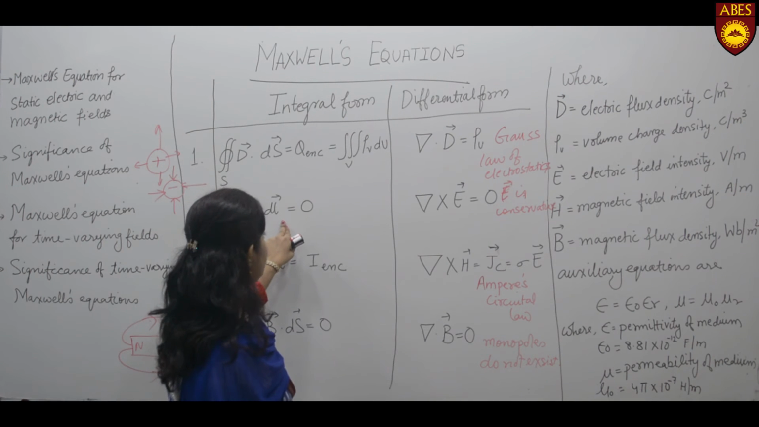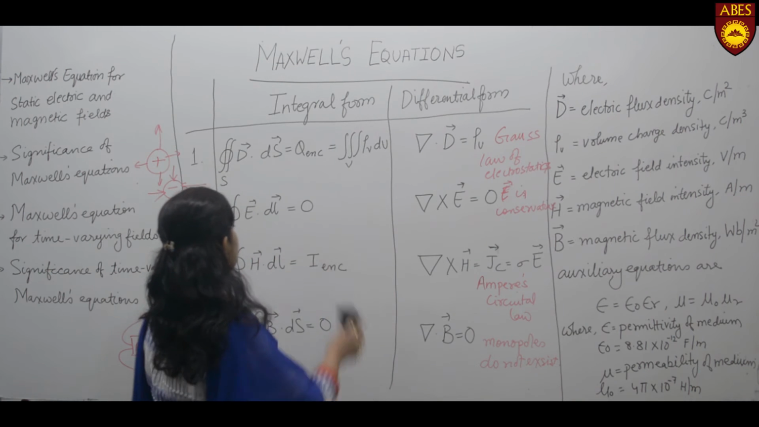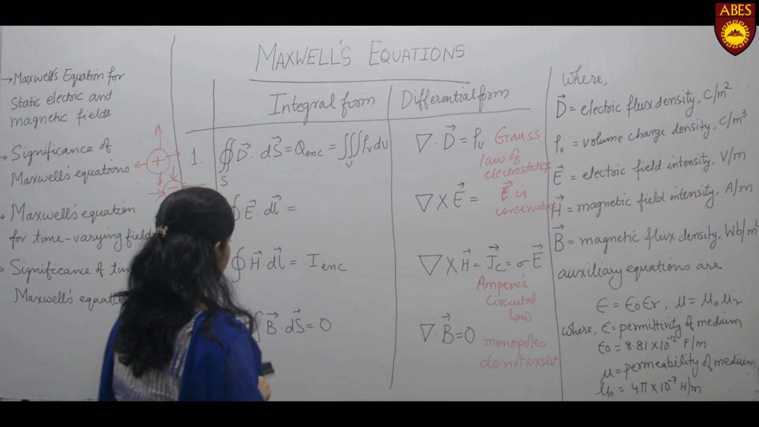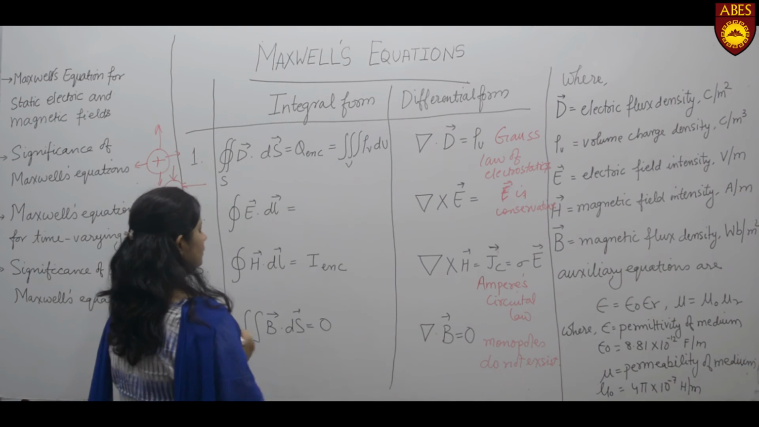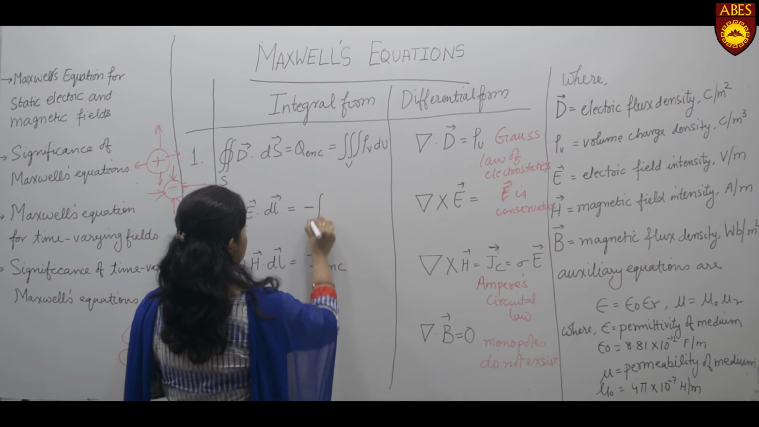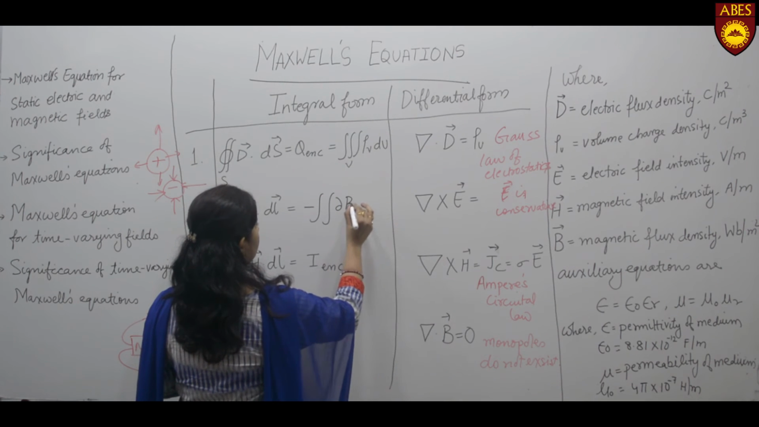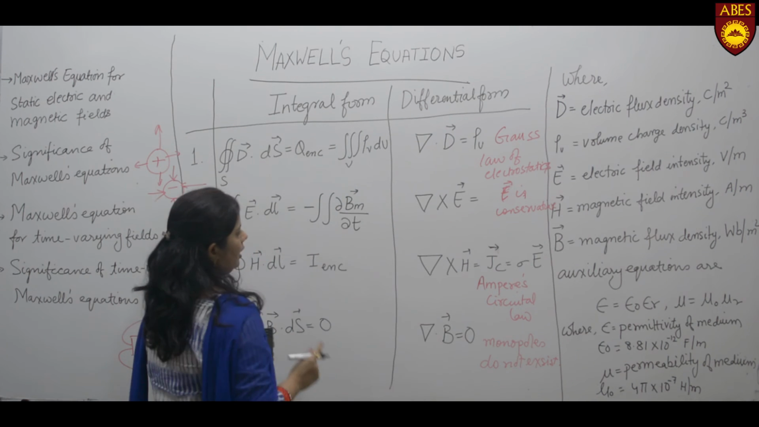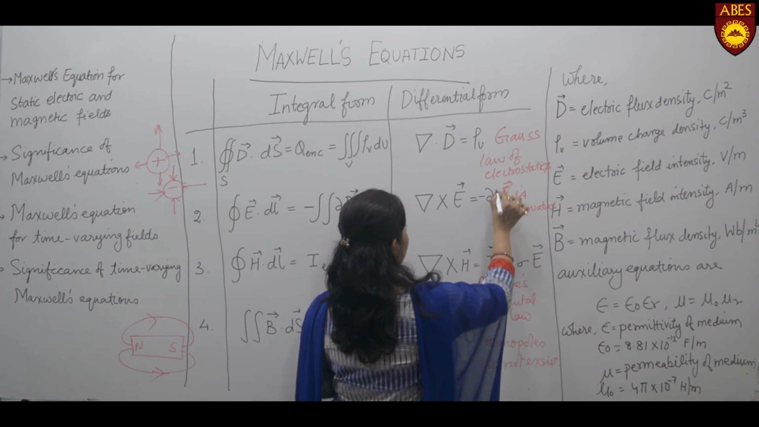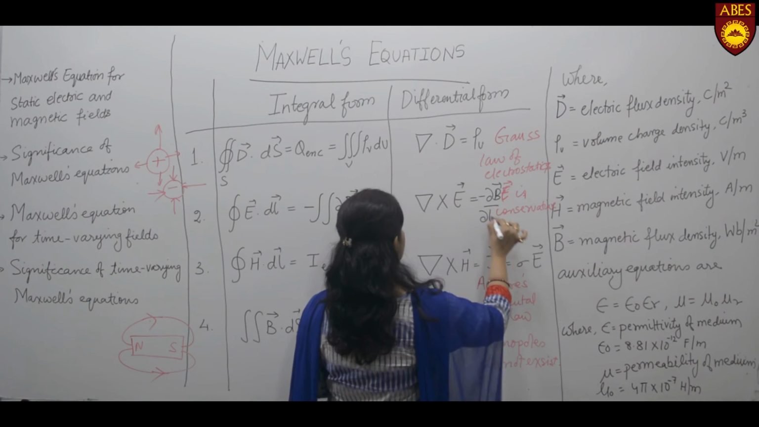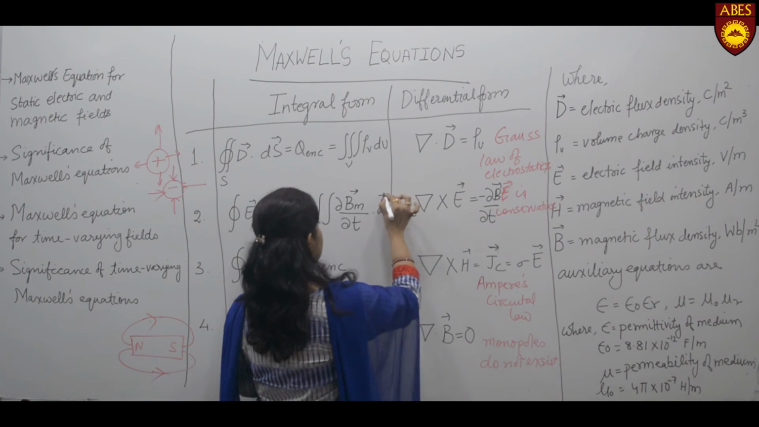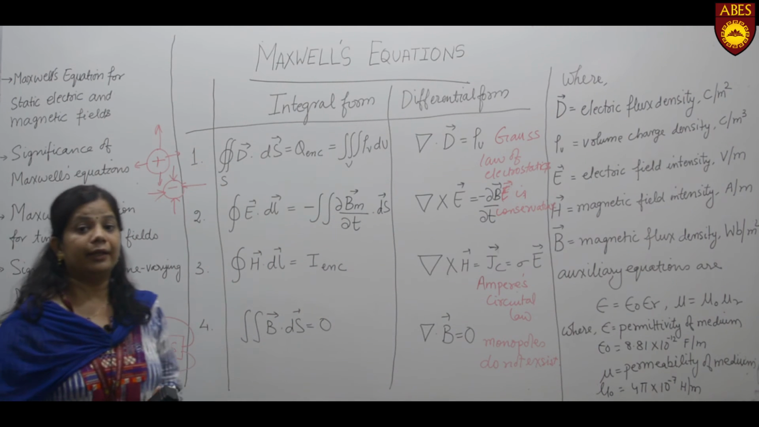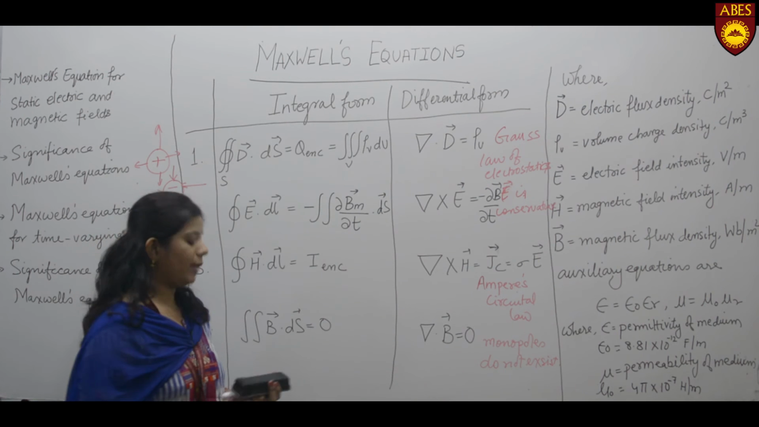For time varying fields, the second equation modifies as curl of E is equal to minus surface integral del B by del t dot ds, and this becomes minus of del B by del t dot ds. Now this becomes Faraday's law of electromagnetic induction.